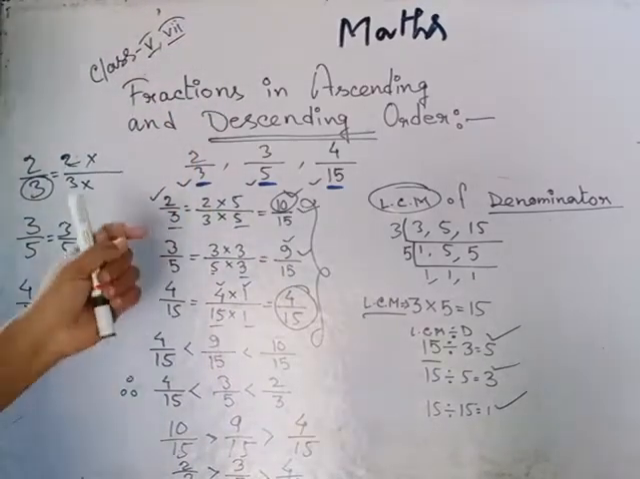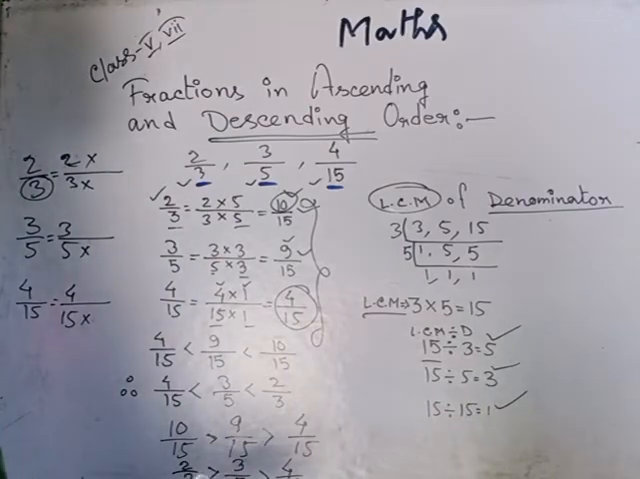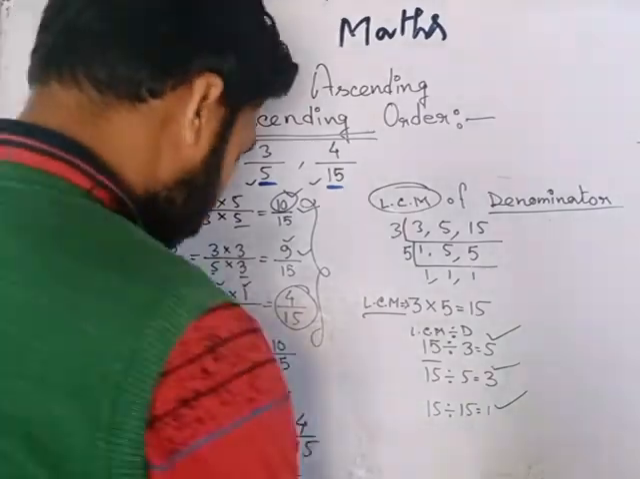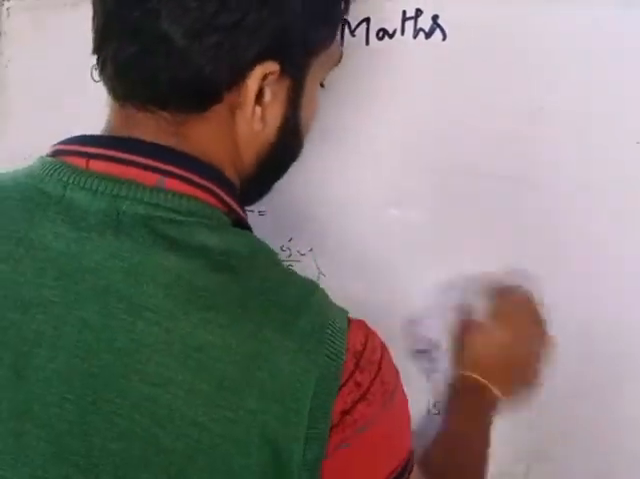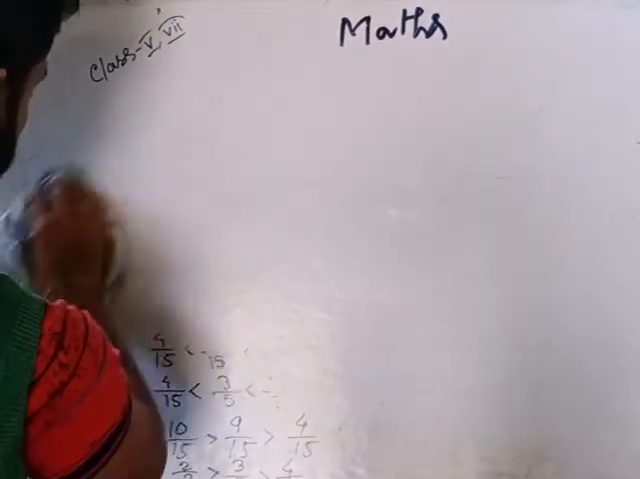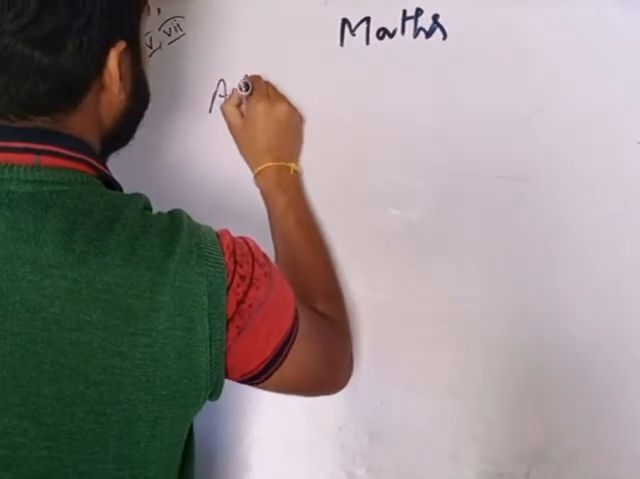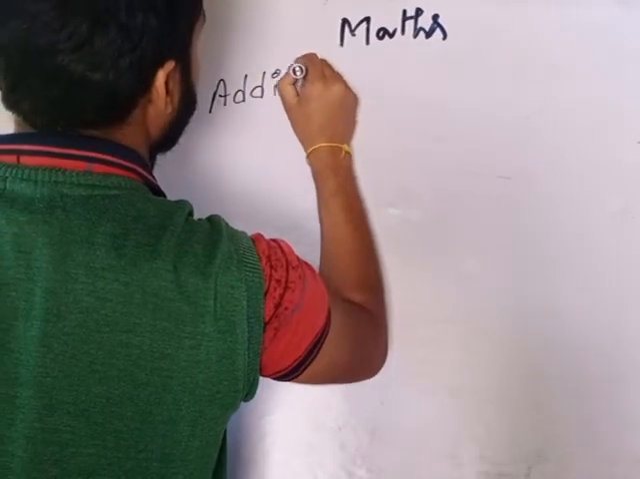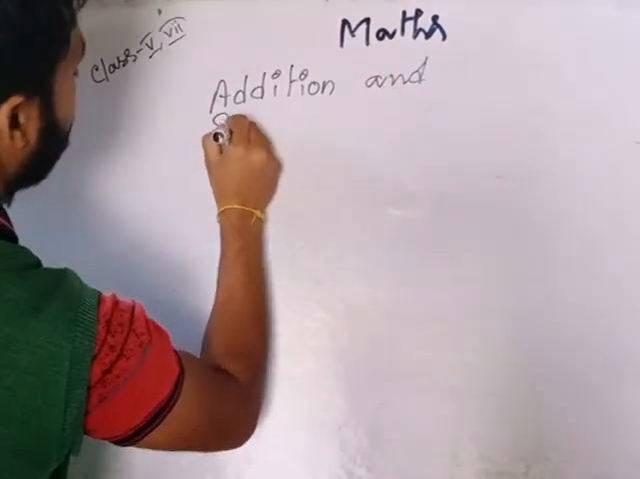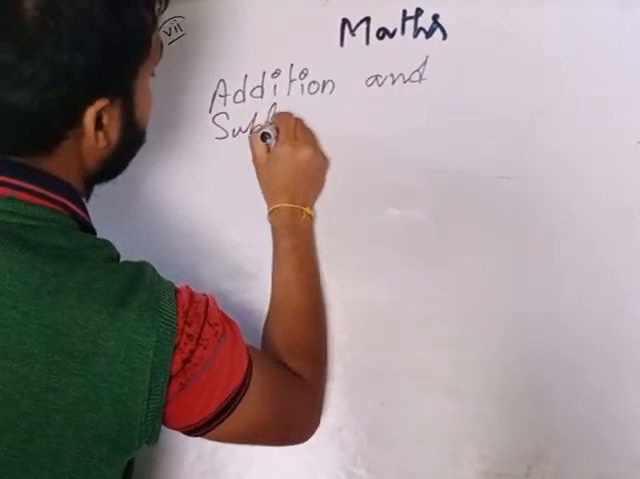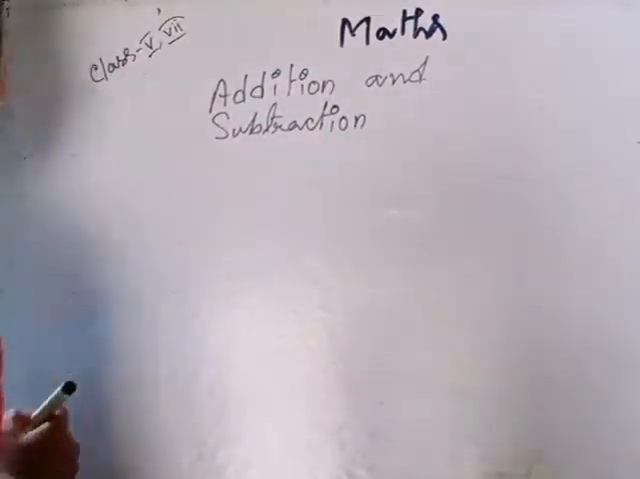Okay, this is the system of ascending and descending order when it is fractions. Okay, then I should go to the next. Next, addition and subtraction. Addition and subtraction when it is fractions.